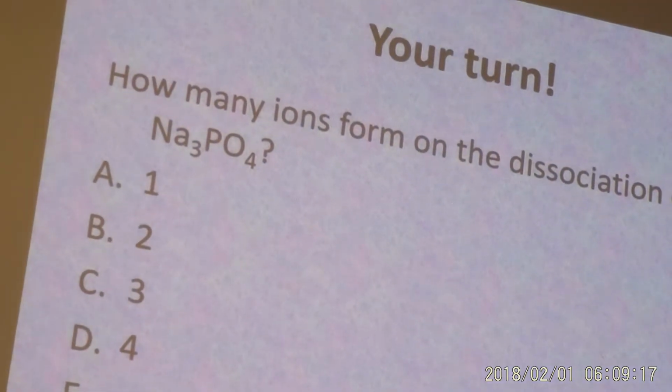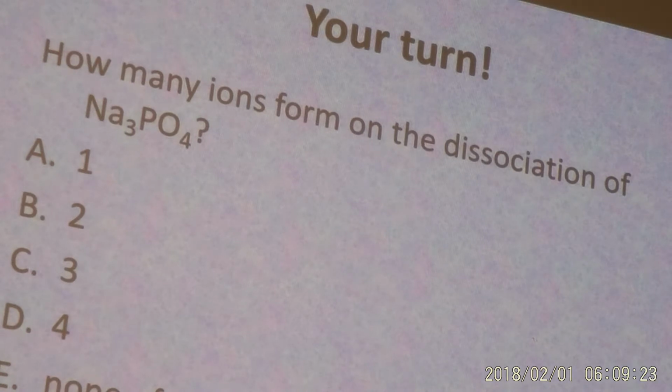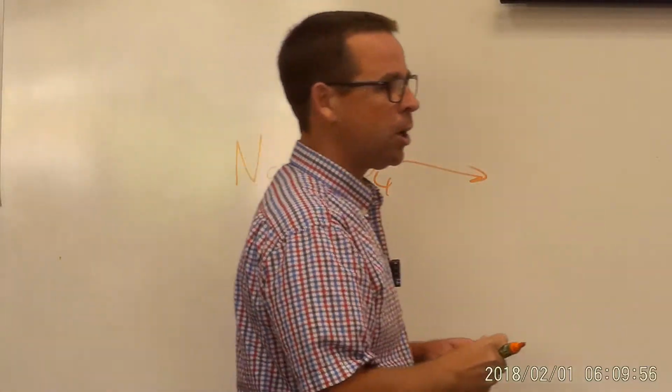Okay, how many ions are going to form upon the dissociation of sodium phosphate? Sodium phosphate. How many ions are we going to get? 3, what? What kinds of ions are they going to be? So we're going to get 3 sodium ions, or 3 what? Phosphate ions, or? So let's draw it out. Na3PO4. Is this going to dissociate when it's placed into water?